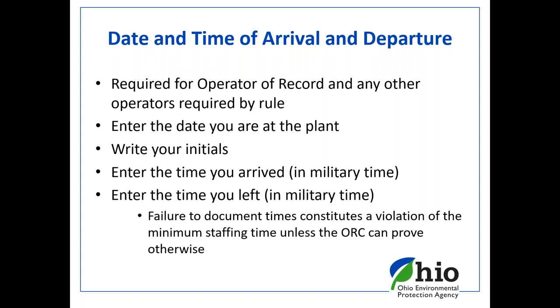On the initials, if you're a contract operating firm and you have several operators, it's good to have an acronym key in the front of the book that says EW is Elizabeth Wick, KG would be Kari Gerwin, just so that when somebody's looking at that, they know whose initials they're looking at.